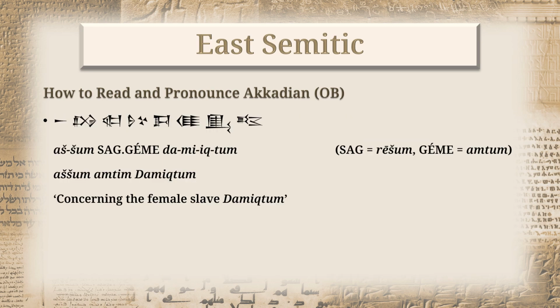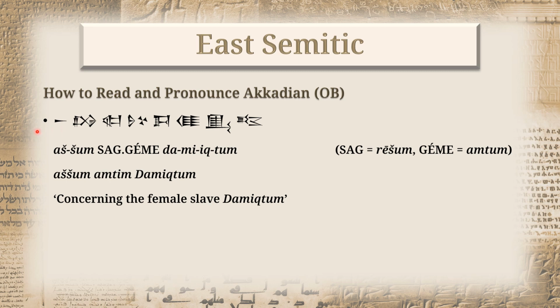So let's look at examples, and now step by step I will show you how you can read and then also how you can pronounce Akkadian. So there's a sequence of signs here. This is the first line of a legal document. The first one, well, this sign, as most other signs, has many different semantic and also phonetic values.